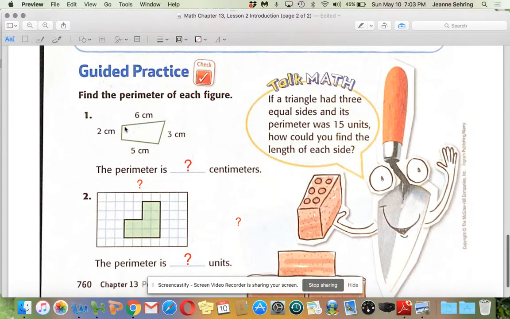So here we have another one of these odd shaped figures. We have 2 centimeters on the left side, 6 centimeters on the top, 3 centimeters on the right side, and 5 centimeters on the bottom. So if I was going to add them all together, I would have 2 plus 6 is 8, plus 3 is 11, plus 5 is 16 centimeters, right? 5 plus 3 is 8, 2 plus 6 is 8, 8 plus 8 is 16 centimeters.